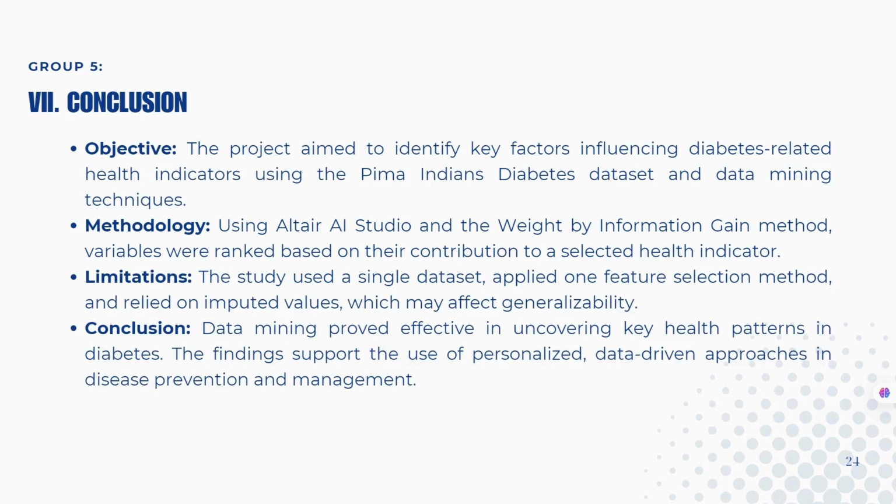So we have a few conclusions from the research. The objective was to identify key factors influencing diabetes-related health indicators using the Pima Indian Diabetes dataset and data mining techniques. Our method used Altair AI Studio and the weight by information gain method. Variables were ranked based on their contribution to a selected health indicator. Though this research has some limitations, like the study used a single dataset, applied only one feature selection method, and relied on imputed values, which may not generalize, this leads us to the conclusion that data mining is effective in uncovering key health patterns in diabetes. The findings also support the use of personalized, data-driven approaches in disease prevention and management.